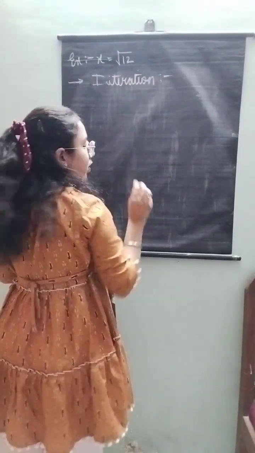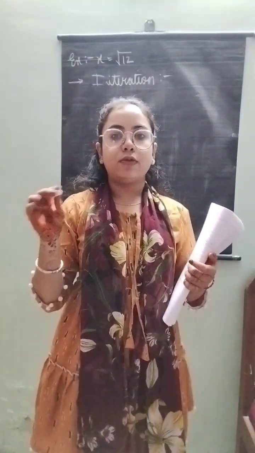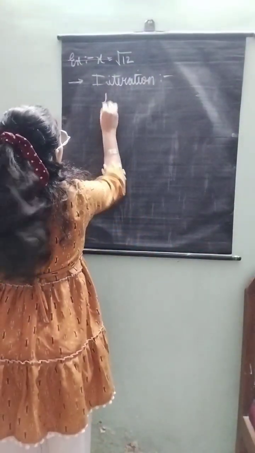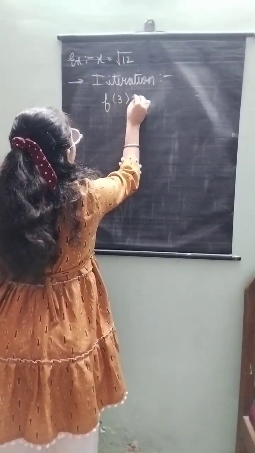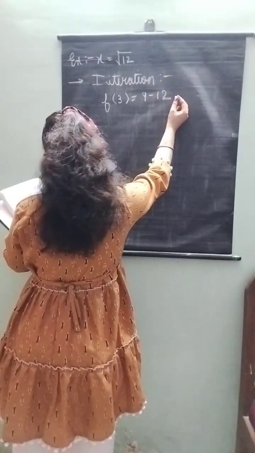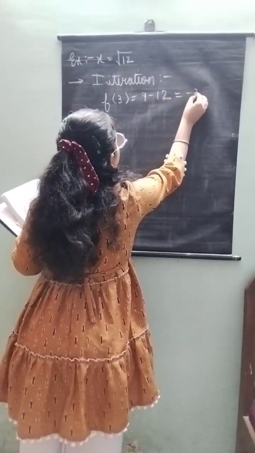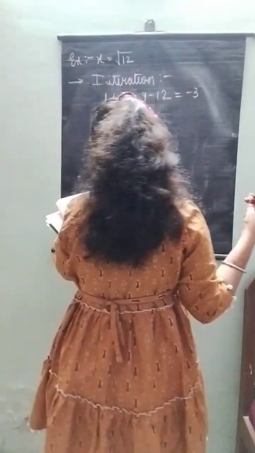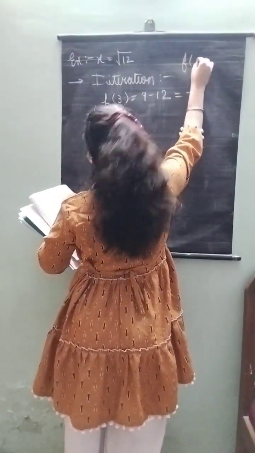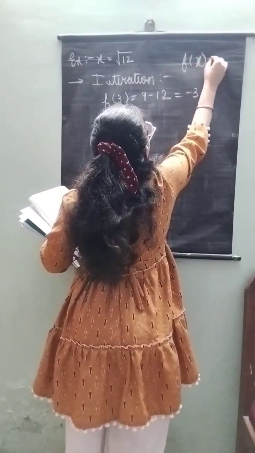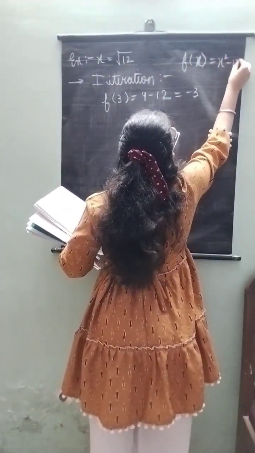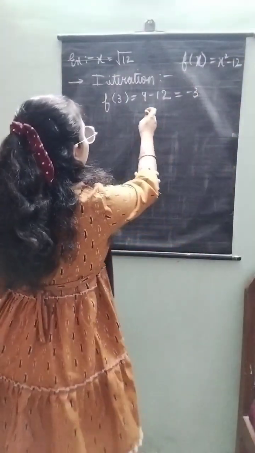First of all, we will find the value of f of x, that is f of 3, and f dash of x, that is f dash of 3. So f of 3 will be 9 minus 12, which is equal to minus 3. We have got it from here, like this: f of x is equal to x square minus 12. So based on that, we have got this.